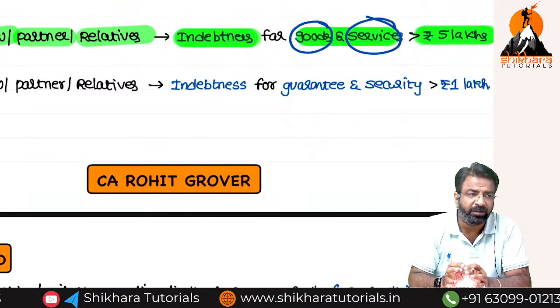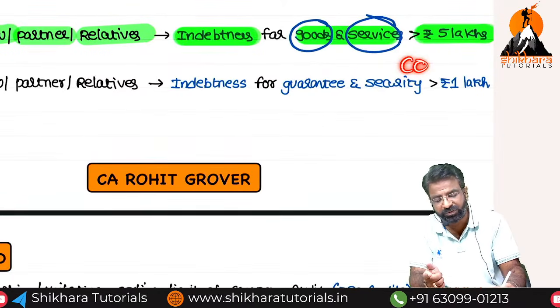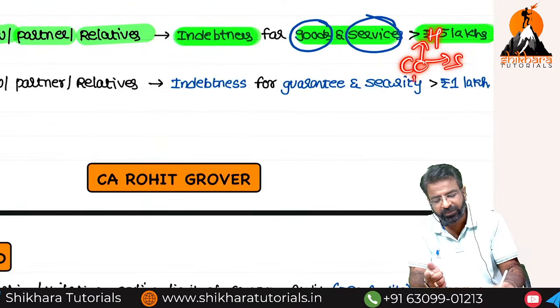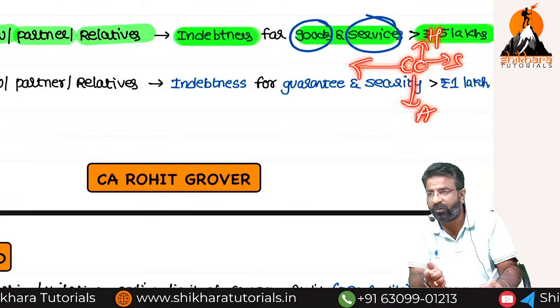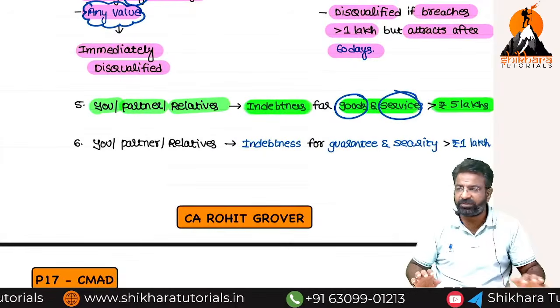Did you get the point? Each and everything. And that too, from whom? From the company. Company includes holding, subsidiary, associate, and what? Brother and sister. Always remember this. So tell me the 5 disqualifications.